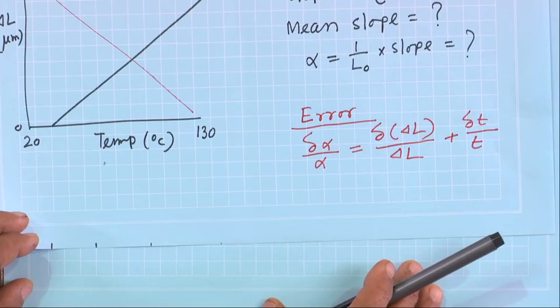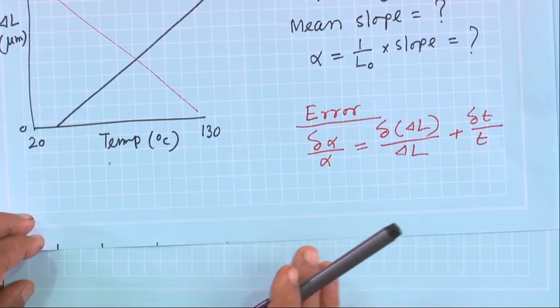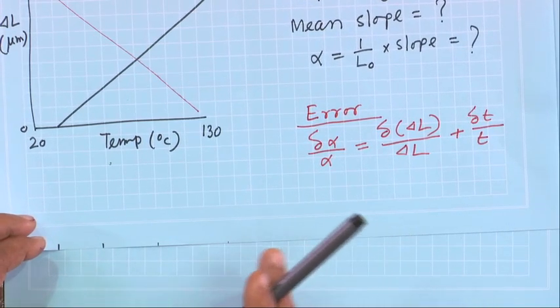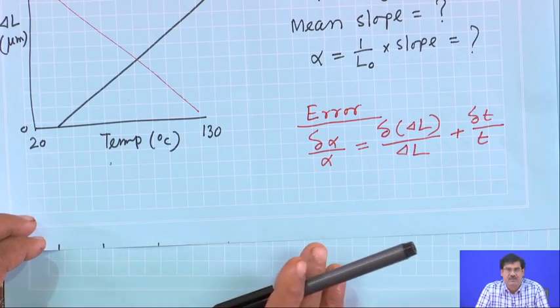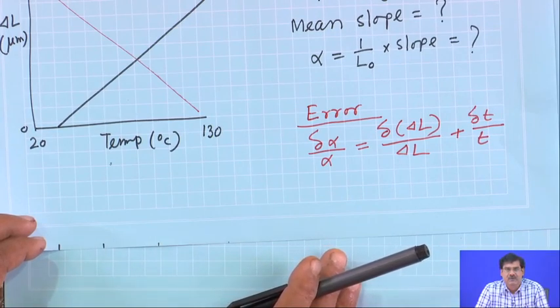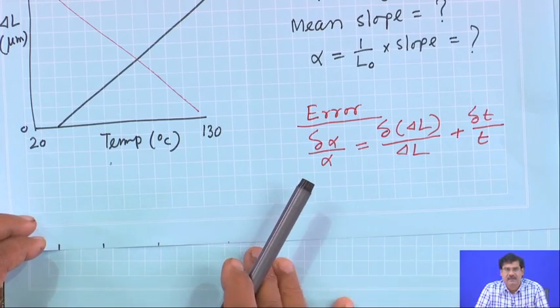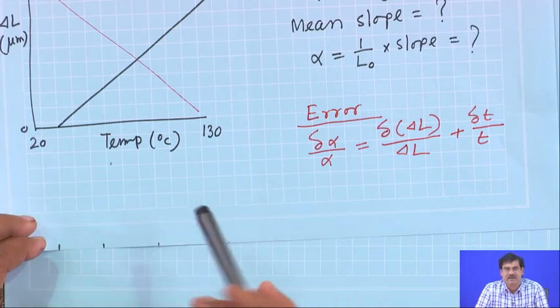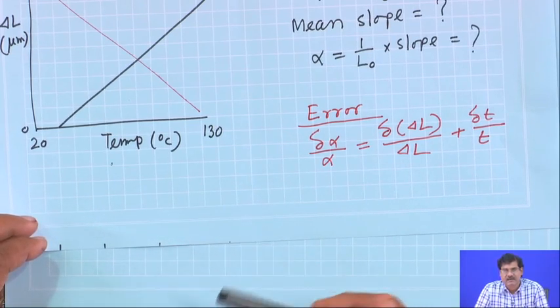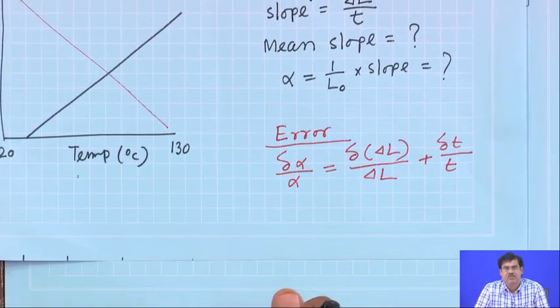Then how to write the result, I have discussed many times. You will find the result, and then there will be a discussion, and there will be the precautions of the experiment. All those things I have discussed, and I will discuss more for other experiments also. So, this is a very simple experiment.